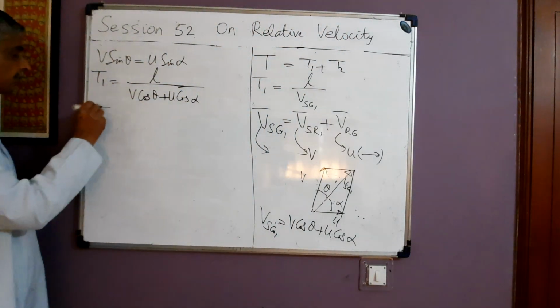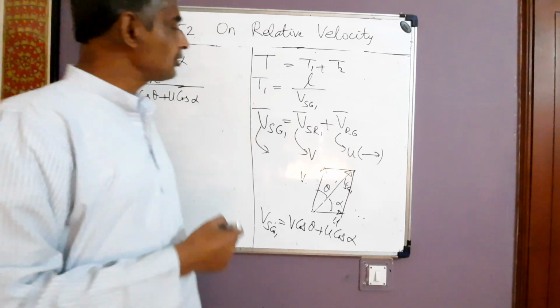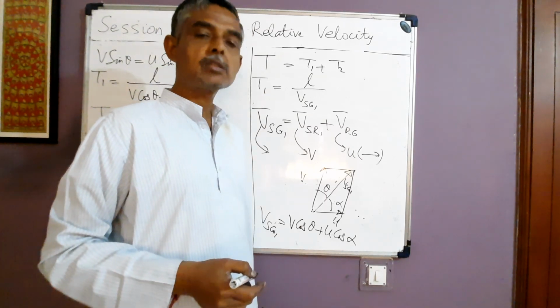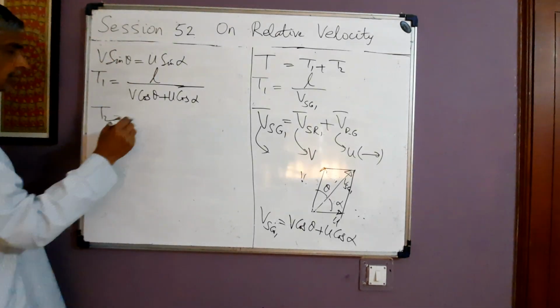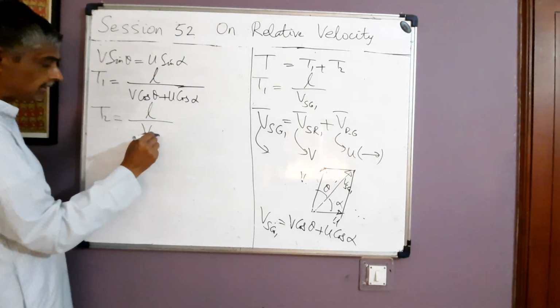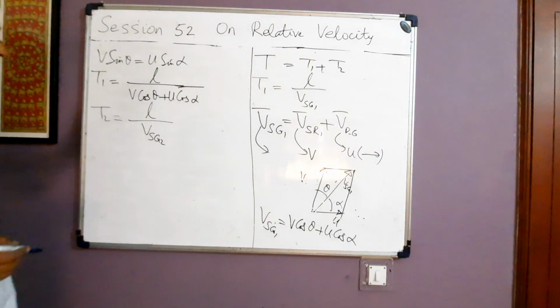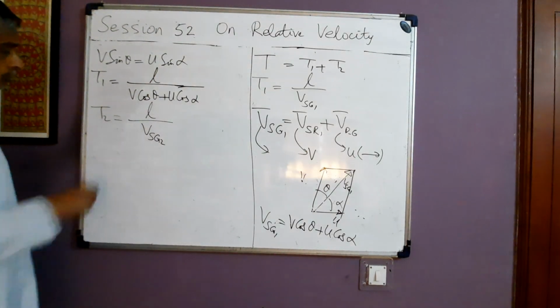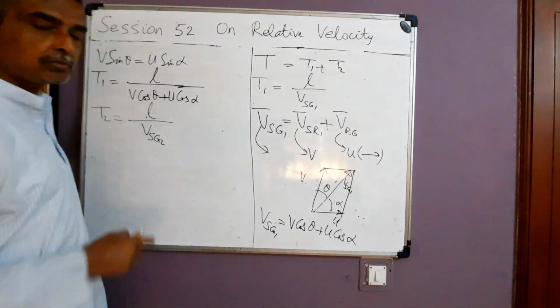Now T2 is the time taken by the steamer to move from P2 to P1. In the reverse journey also, the steamer covers the distance of L with respect to ground at a constant speed of, say, VSG2. So T2 will be L by VSG2. This is T2. Now to know the expression for T2, we must know this and this, but L is already given. We have to know the expression for VSG2.